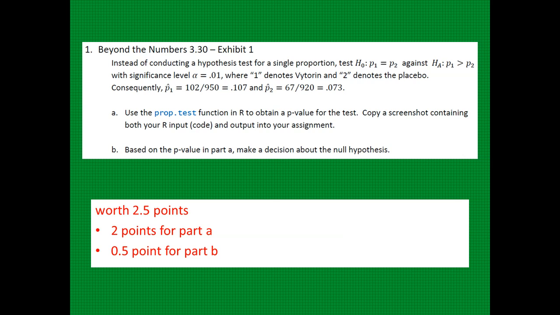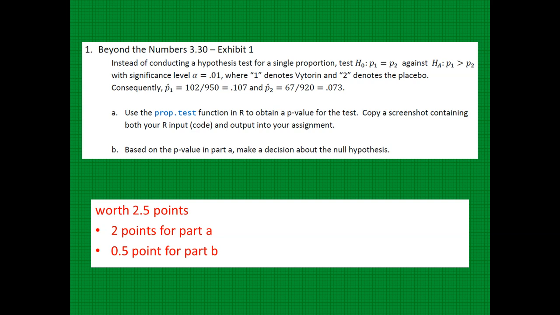This problem is worth 2.5 points, 2 for Part A, which is the R stuff, and then half a point for Part B, the decision about the null, which would just be either that you're going to reject the null or that you're not going to reject the null. But Part A, the part about R, the code should be just one line because you're using the prop.test function.